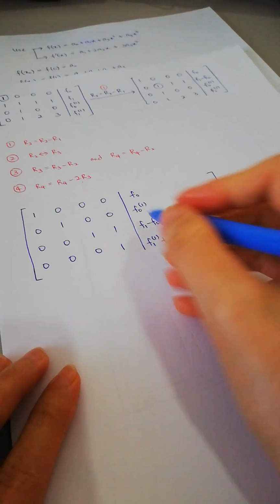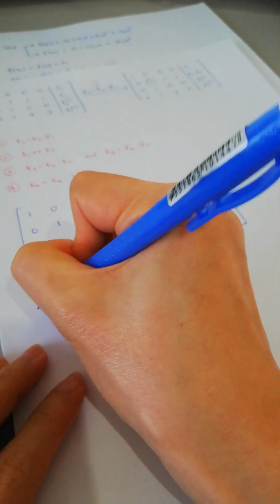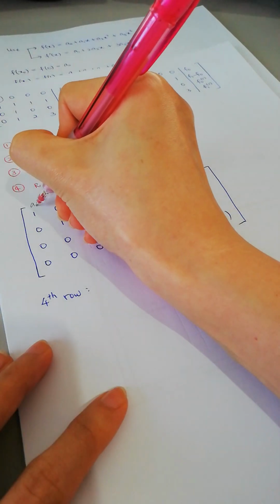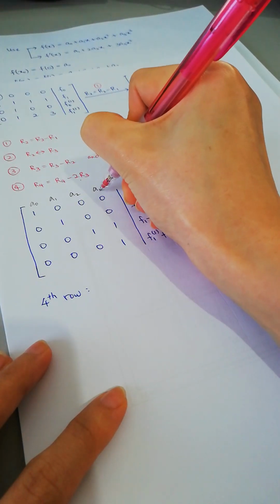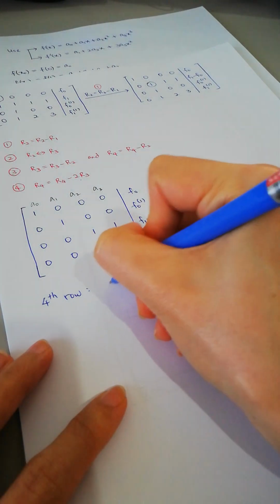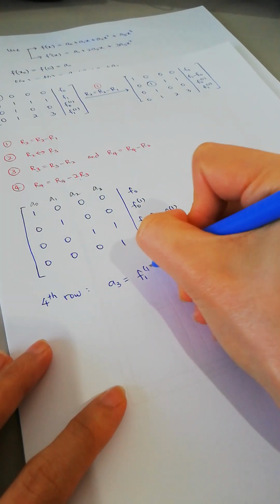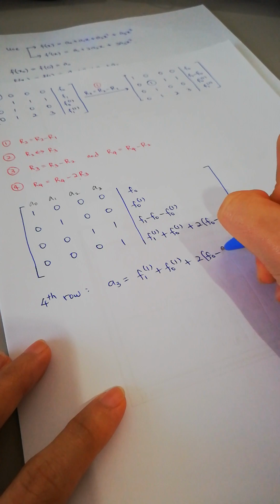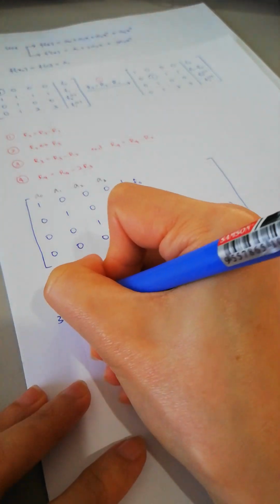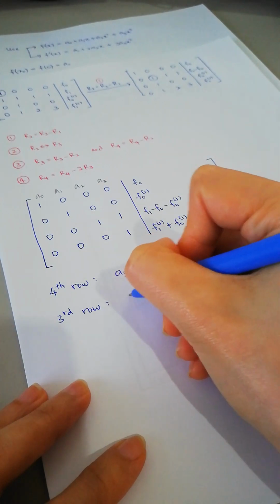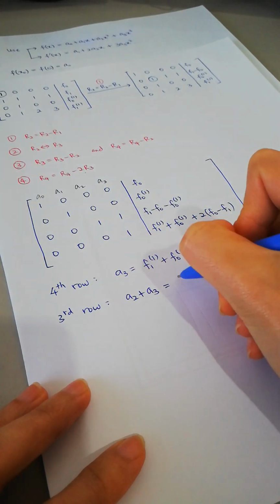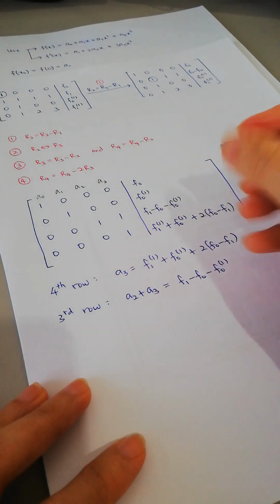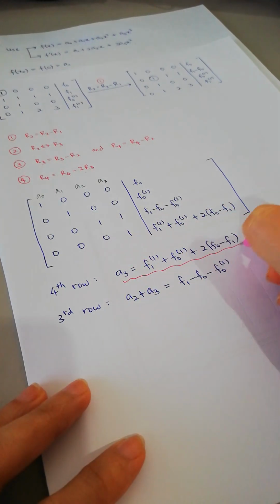So then we begin from the last row. So from the fourth row, what do you have? Always remember, you know that this is your A0, A1, A2, A3. So we have A3 equal to F11 plus F01, and then plus 2F0 minus F1. And from the third row, we have A2 plus A3, which is equal to F1 minus F0 minus F01, and then you substitute your A3. Can you see that? You substitute this one into here.